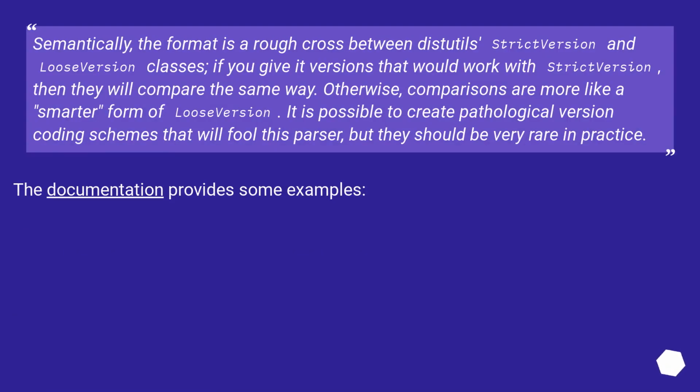Semantically, the format is a rough cross between distutils' StrictVersion and LooseVersion classes. If you give it versions that would work with StrictVersion, then they will compare the same way. Otherwise, comparisons are more like a smarter form of LooseVersion. It is possible to create pathological version coding schemes that will fool this parser, but they should be very rare in practice. The documentation provides some examples.